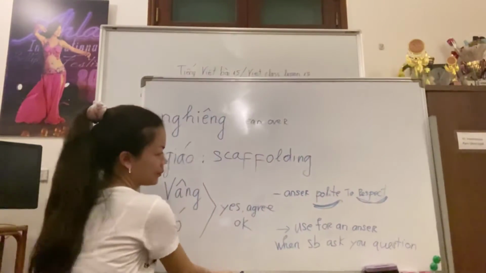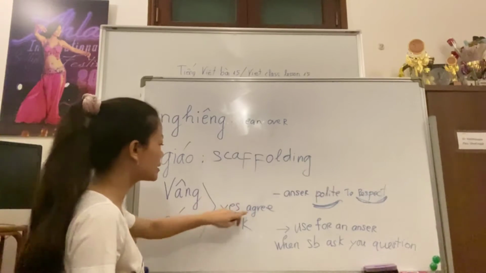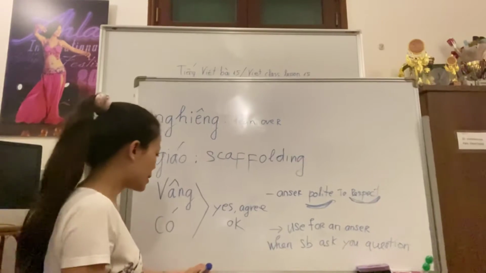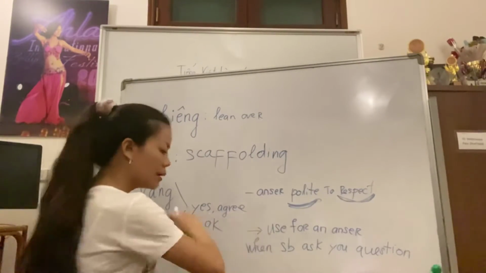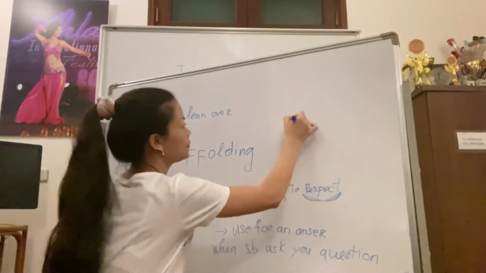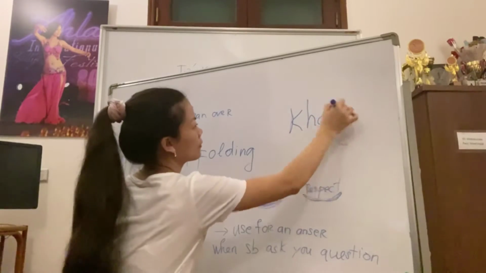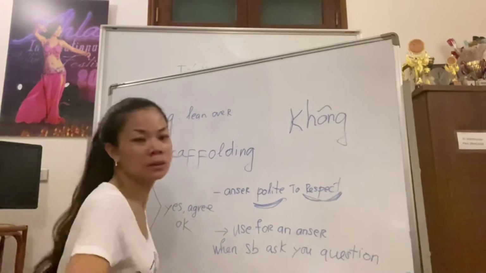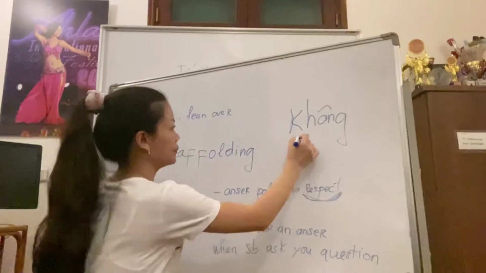Okay. So that's the difference, even though both of them mean yes, agree, and okay. But for no, it's only one word, không. Không. That's it. It's no.